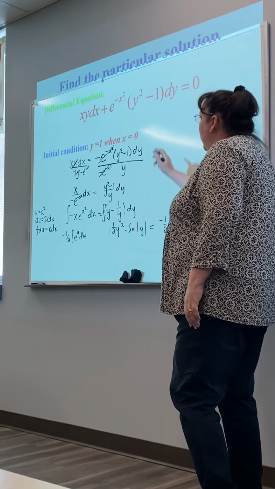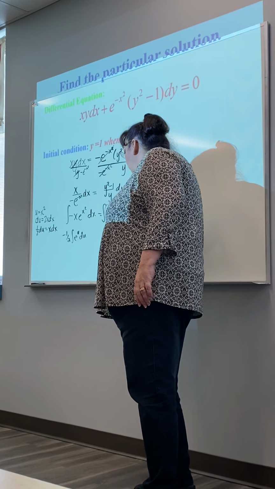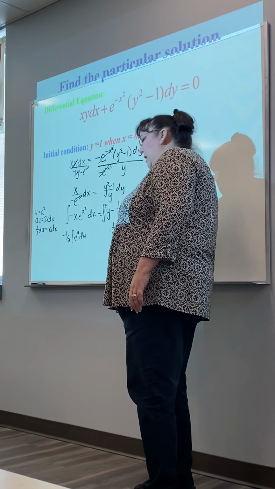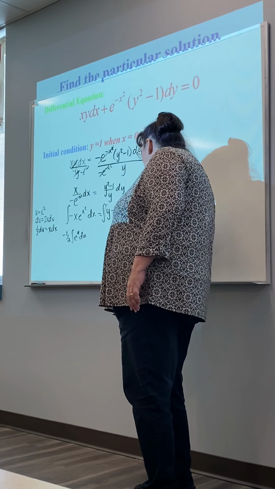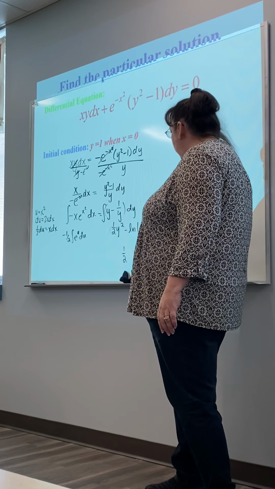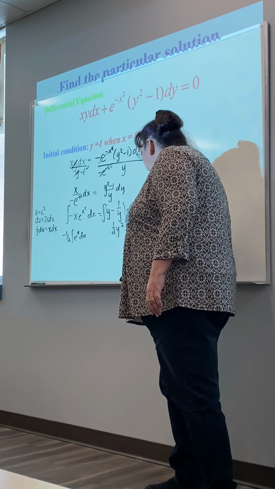So x is 0 and y is 1. So if y is 1, I get 1/2. And then the natural log of 1 is 0, so that part goes away. Equals, x is 0, so negative 1/2. And then e to the 0 is 1 plus c, so c is 1.